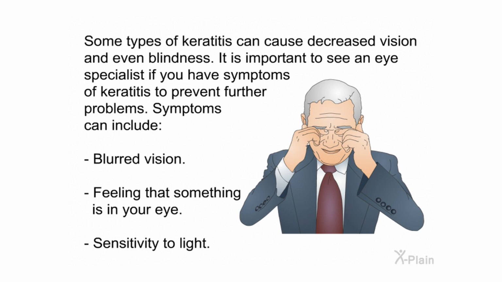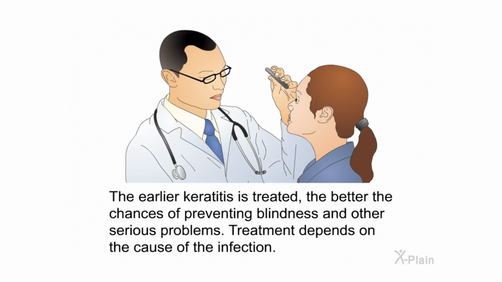It is important to see an eye specialist if you have symptoms of keratitis to prevent further problems. Symptoms can include blurred vision, feeling that something is in your eye, and sensitivity to light. The earlier keratitis is treated, the better the chances of preventing blindness and other serious problems. Treatment depends on the cause of the infection.